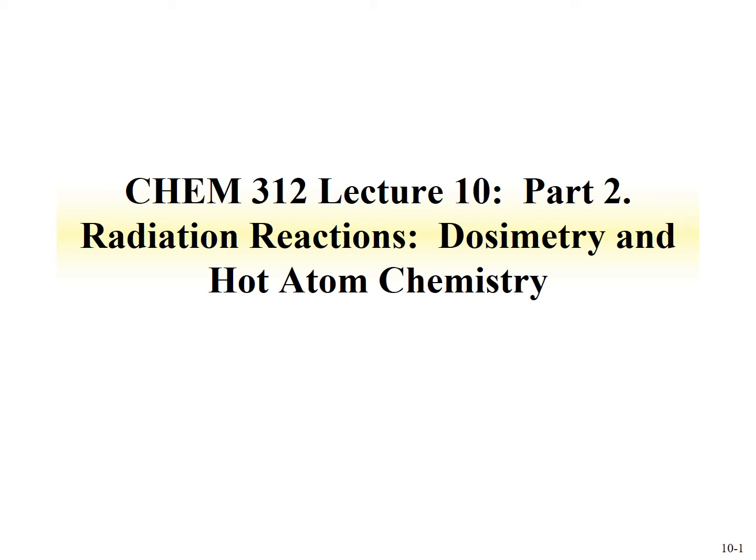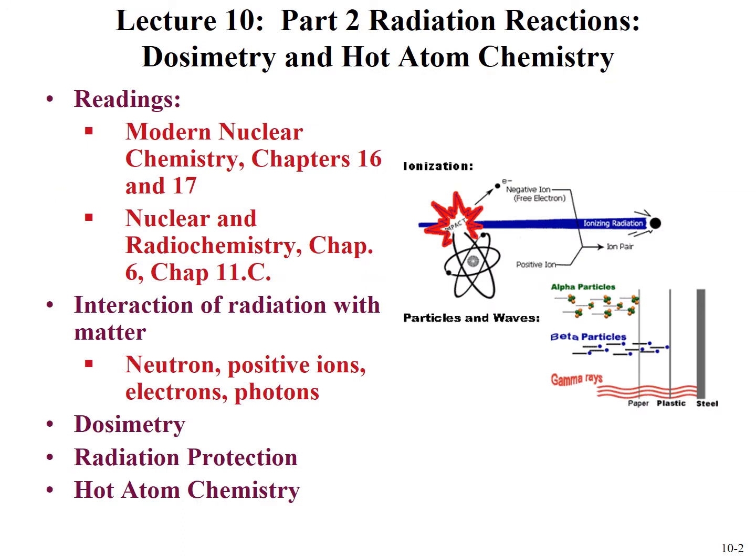Welcome to Part 2 of Lecture 10 for Chemistry 312, Radiation Reactions. This lecture is on dosimetry and hot atom chemistry. The readings for Part 2 are the same as Part 1: Modern Nuclear Chemistry, Chapters 16 and 17, and Nuclear and Radiochemistry, Chapter 6 and Chapters 11C.